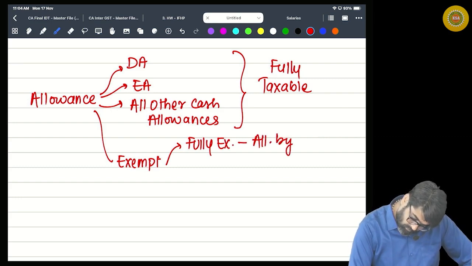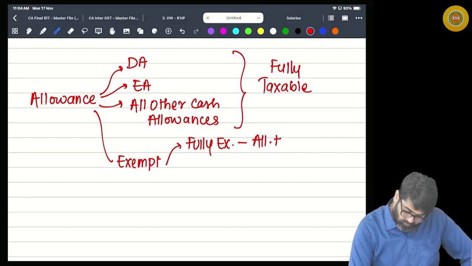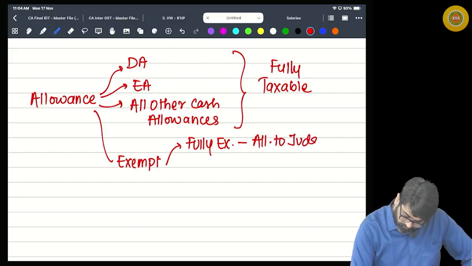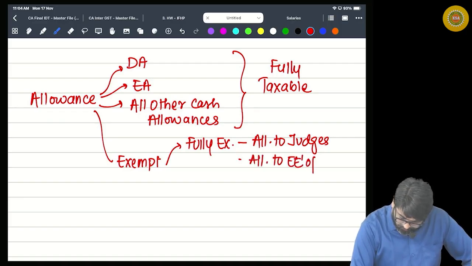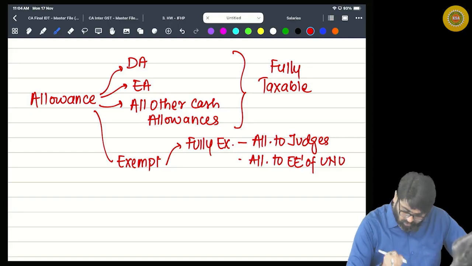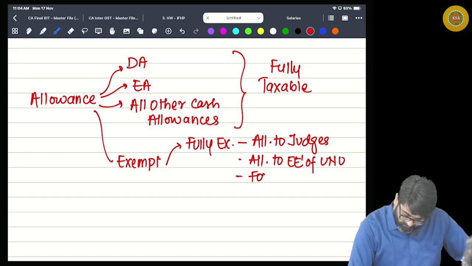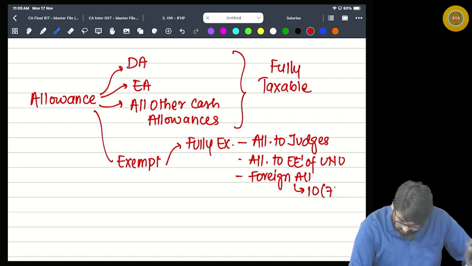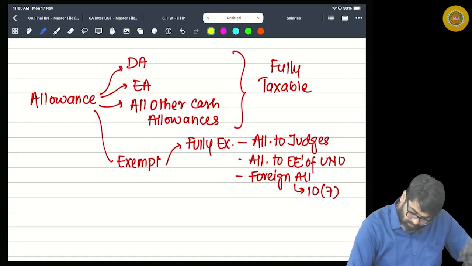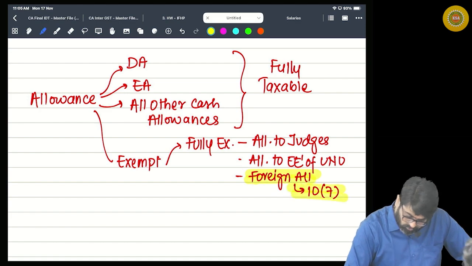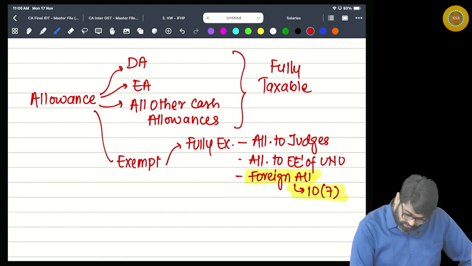Allowances to judges. Then allowances to employees of United Nations organization, and then foreign allowances. For this, the exemption is available under section 10 subsection 7. Which is the important one? You are supposed to remember this one. Yes or no?